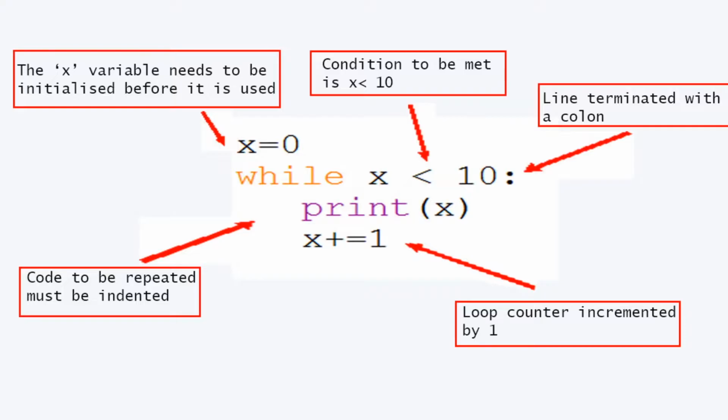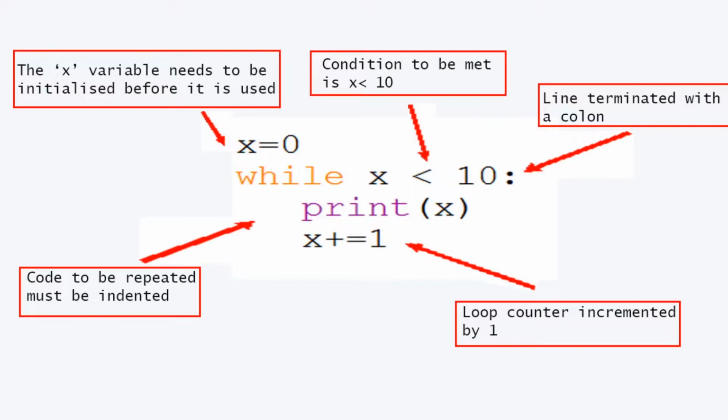The while loop. A while loop is a programming construct that repeats, iterates over selected code until a condition is met. The x variable we're going to use as our counter in our program has to first be initialized. In this case, we've initialized our x variable to equal 0.